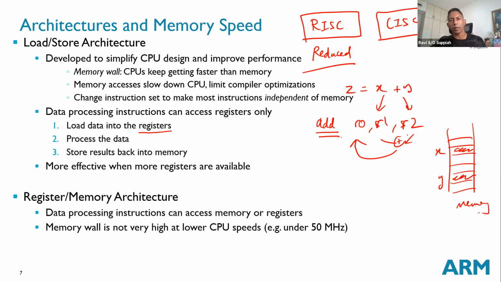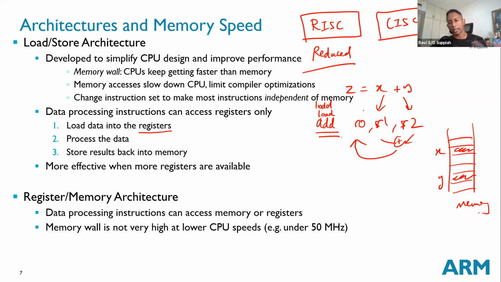But when I compile, what happens? X is some memory, Y is some memory, and I want to do an addition, but I cannot do operations on memory. All operations have to be done within the registers only. So prior to doing this add operation, I need to have a load. I need to do two loads.